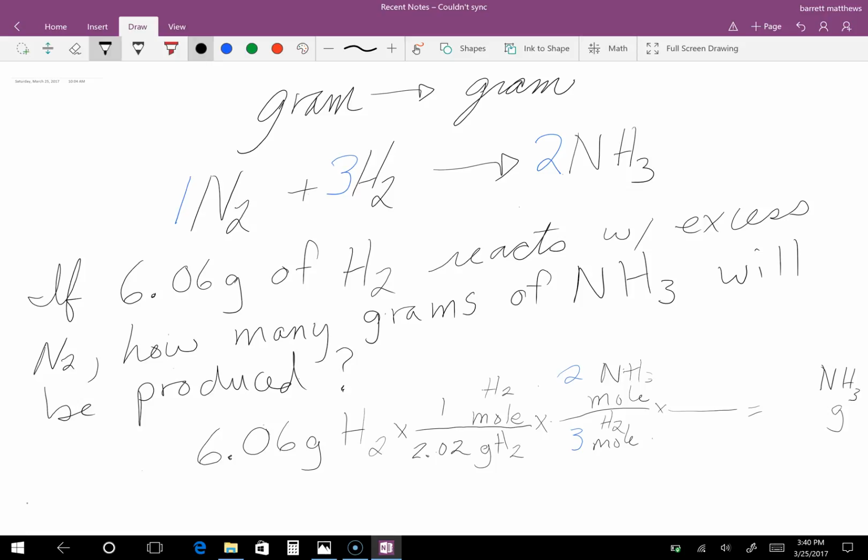Now I have moles of ammonia, but I need grams of ammonia. So since that's what I want, I'll put grams on top for ammonia. And the adjacent unit on the bottom, moles of ammonia. Ammonia is still 17. And my final answer is 34 grams.